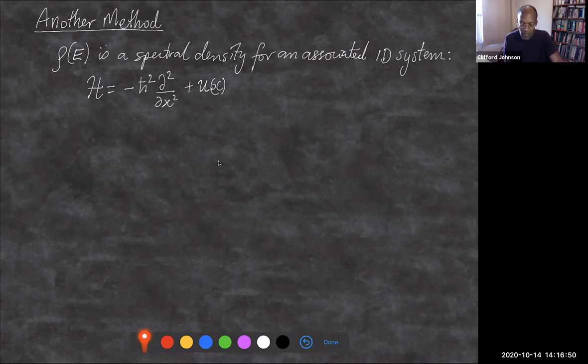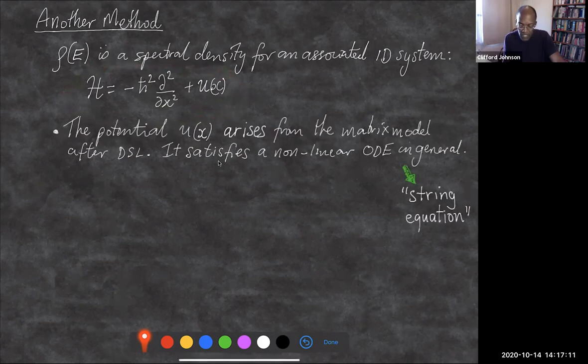Out from the matrix model comes a function, which I will call U of X. There's some parameter X. You don't need to worry about what it is just yet, but there's a Hamiltonian you can write down where X is a position. And this is some Schrodinger Hamiltonian whose spectrum, if you knew U, you could in principle compute. And so that U actually arises from the double scaled matrix model. The double scaled matrix model tells you what U is, it tells you what its boundary conditions are, and then it says it satisfies a certain highly nonlinear ordinary differential equation, which in the old days we called the string equation.